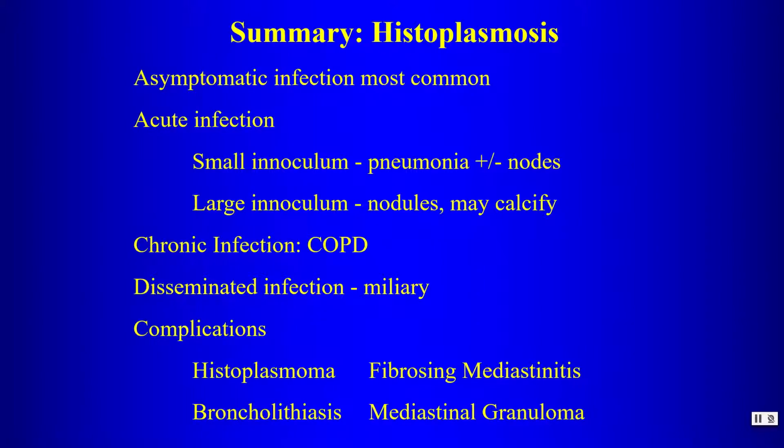So a lot of these infections that we've discussed might have nonspecific appearances. So the question is, what is important to remember here? Let's go over that. For histoplasmosis, asymptomatic infection is the most common. With acute infections, if there's a small inoculum, patients might have pneumonia plus or minus lymphadenopathy. With a large inoculum, patients tend to develop nodular opacities, which may go on to calcify. Chronic infection tends to affect patients with COPD, and disseminated infection will give you a miliary pattern of disease. The complications to be familiar with: histoplasmoma, fibrosing mediastinitis, bronchiolithiasis, and mediastinal granuloma.